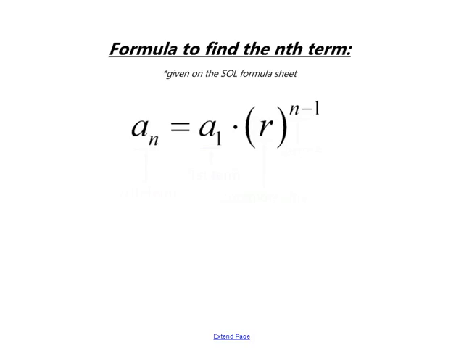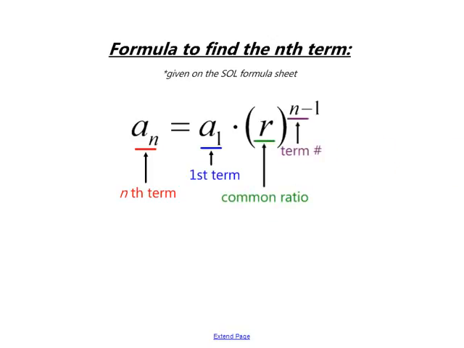This is the general formula to find the nth term of a geometric sequence. It is given to us on the SOL formula sheet, so again, you don't have to memorize it, you just need to know how to use it. So a sub n, again, is the nth term. A sub 1 we know is the first term. Now r we defined as the common ratio, and n still stands for the term number.